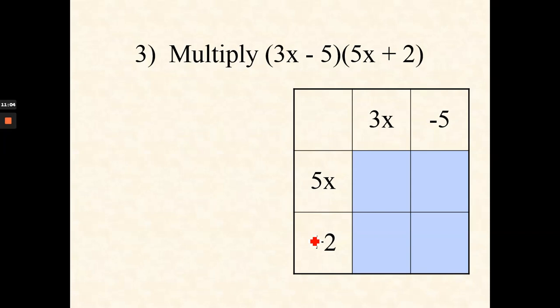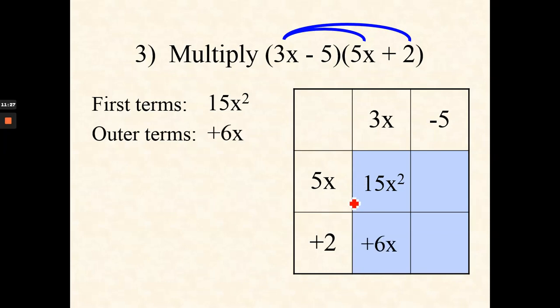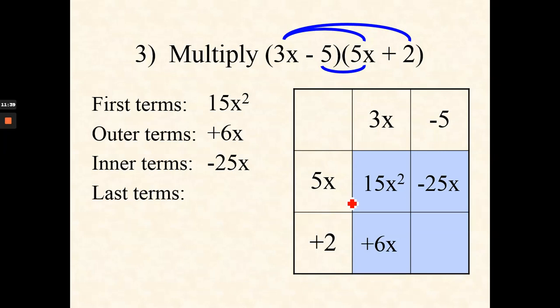So what are we going to do? The first term, 5x, and then the 3x. So you have there 3x times 5x, that is 15x squared. So you're going to put the answer here. The next one, the outer, 3 times 2, and that is equal to 6x. And then I, for inner terms, we have negative 5 times 5x, and that is equal to negative 25x. And then L, for last terms, negative 5 times 2, that is negative 10.